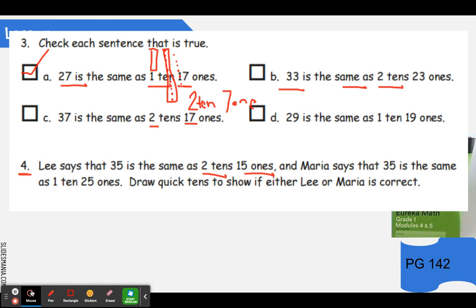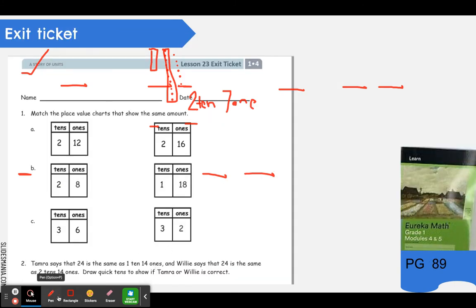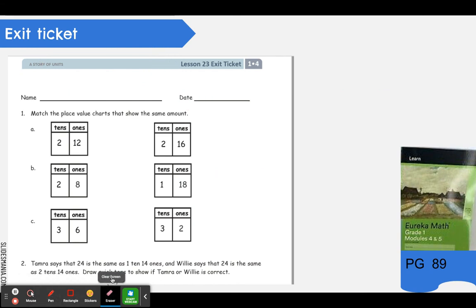Once you have completed that, you're going to go ahead and work on your exit ticket. Once you're done with that, you're going to answer the same thing we just did right now. Match the correct value to the charts. So I'm going to actually do this one with you so you can remember. You can draw to make this easier if you like.